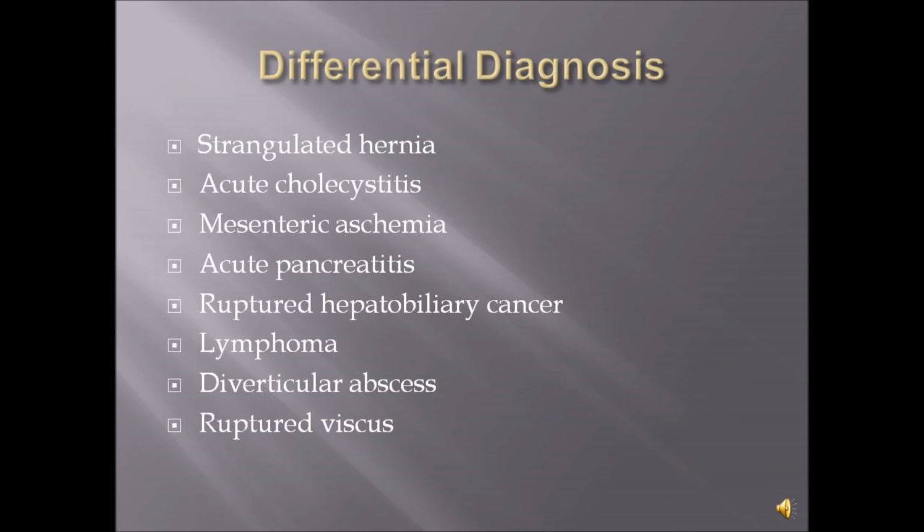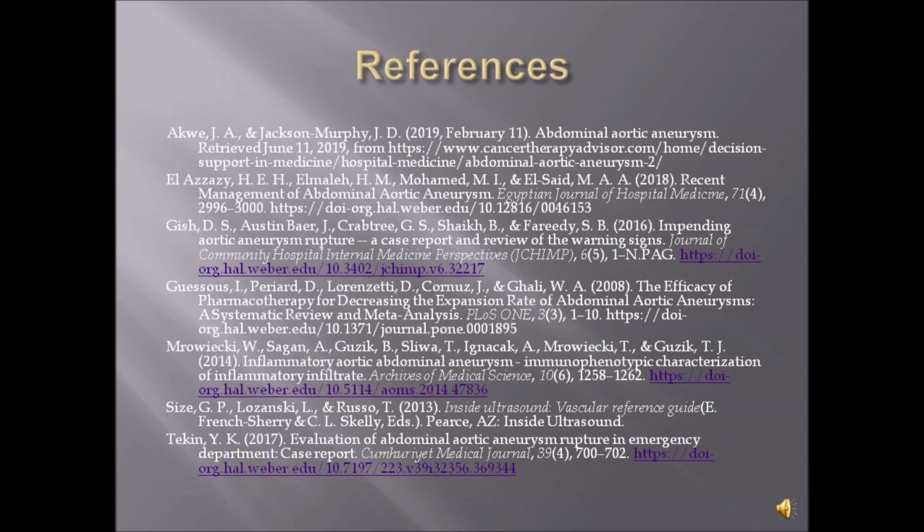And then some differential diagnoses are strangulated hernia, acute cholecystitis, acute pancreatitis, lymphoma, diverticular abscess, and ruptured viscus. And that concludes my inflammatory AAA presentation.